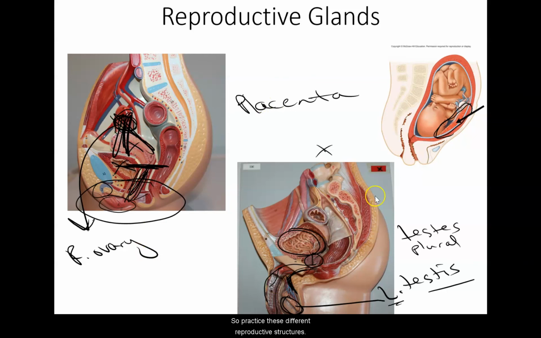So practice these different reproductive structures, go through and look at the unlabeled model images, and make sure that you can practice naming those for the practical portion of this test.